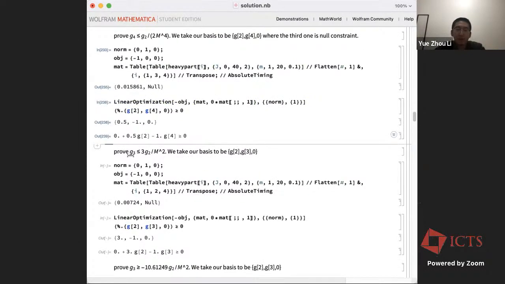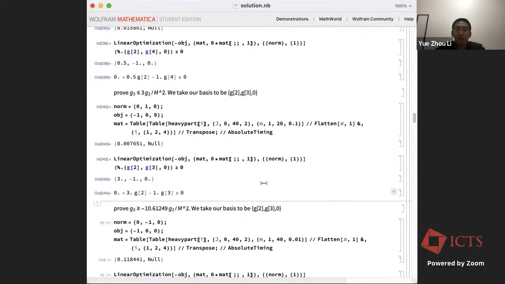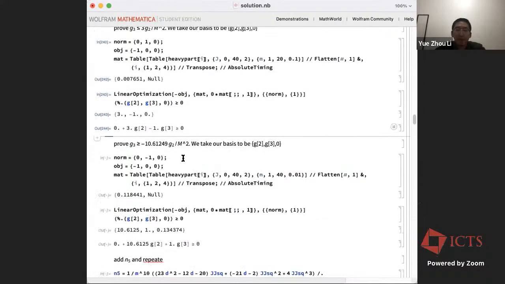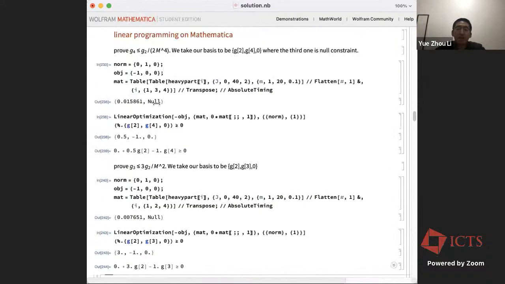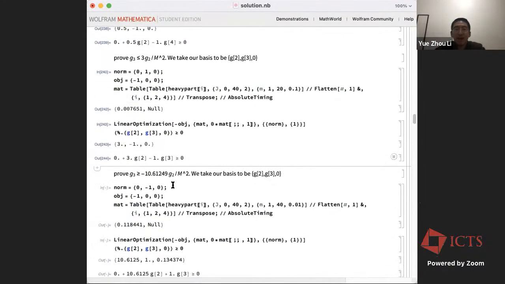And for this bound, G3 less than 3G2, we can do the same thing, but now we choose G2, G3, 0. We use the format and throw it into Mathematica, and we can prove the bound. Okay, so these two are actually simple. We can eyeball them. But how about this slightly more complicated one? For this one, we still choose G2, G3, and 0. We just ignore G4.